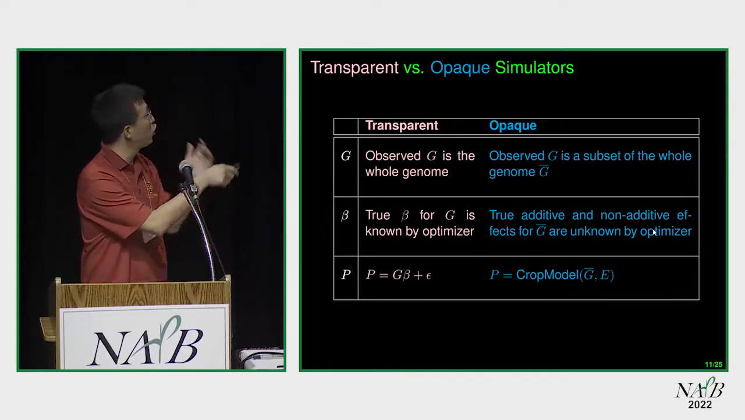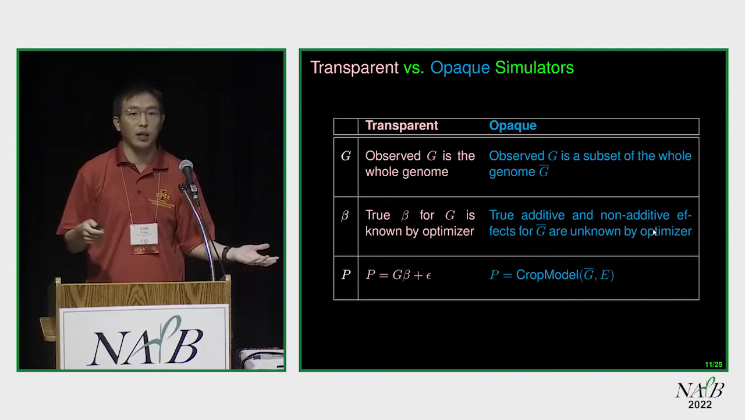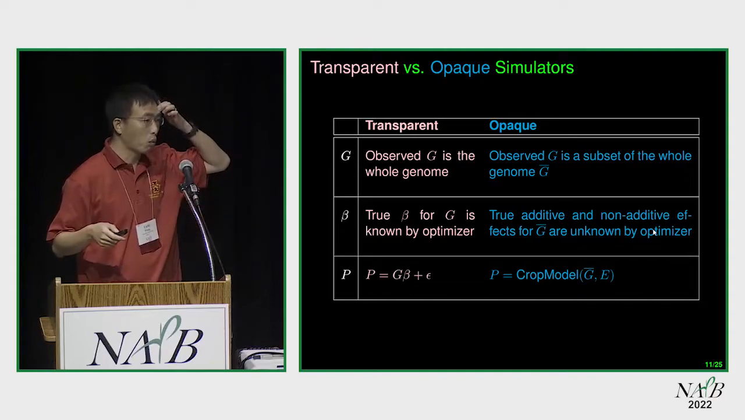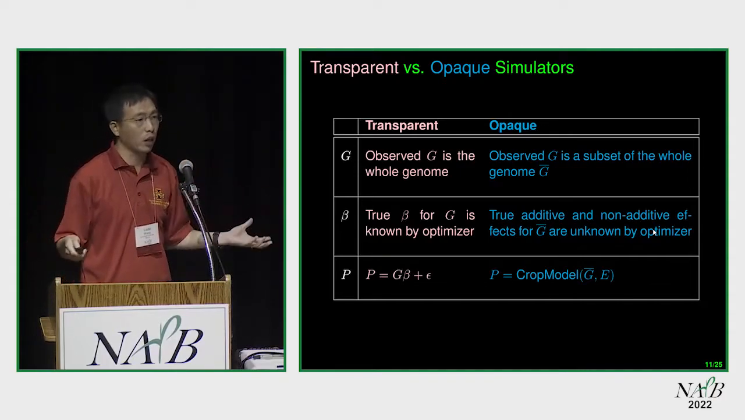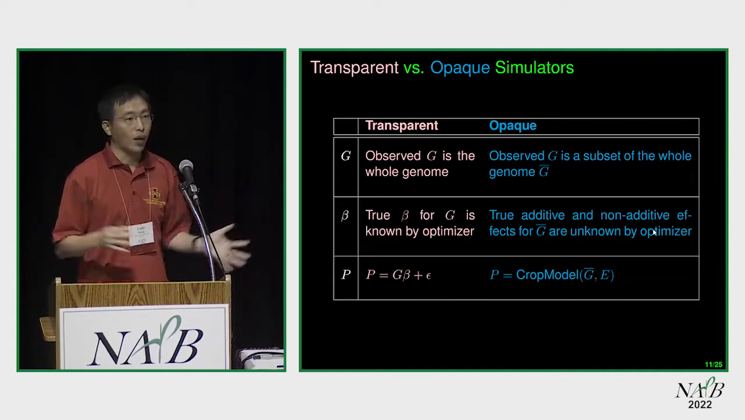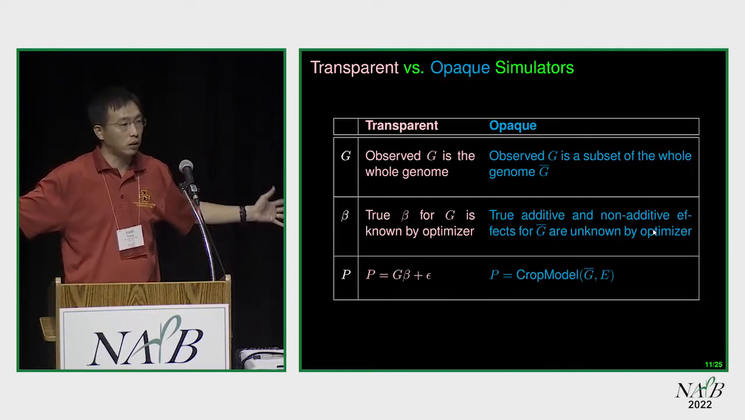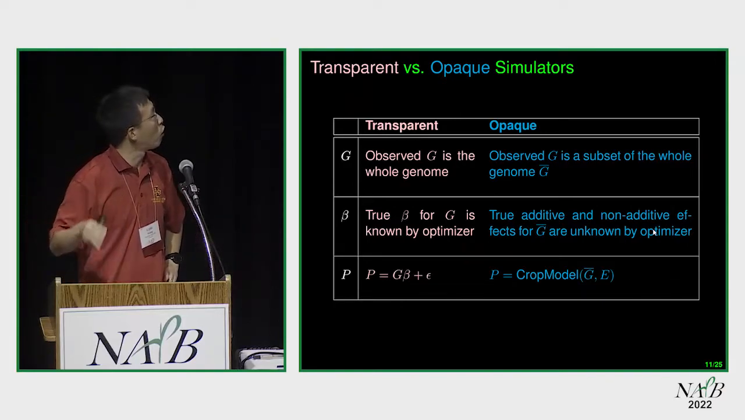In terms of the genotype, a lot of the simulators are assuming that if we are using 1,000 markers, that's all there is in the whole genome. But I believe that we should be designing an opaque simulator so that even if the optimizer can only see 1,000 markers, there may still be millions of genes in nature, and that should be integrated in the design of the opaque simulator.